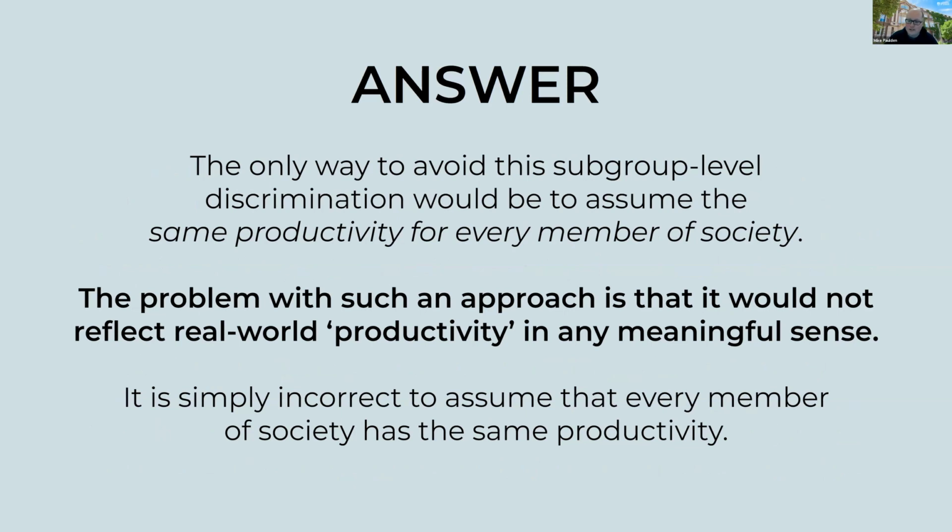The only way to avoid this subgroup level discrimination would be to assume the same productivity for every member of society. And I've heard people advocate for this approach. The problem with this approach is that it does not reflect real world productivity in any meaningful sense. Okay, it is simply not true to say that every member of society has the same productivity. That's not the case. Somebody who is at the end of life does not have the same productivity as someone who is a healthy working age individual. That is just not the case.